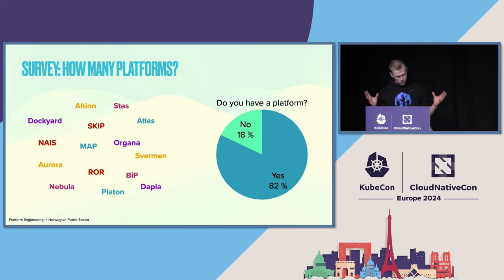So the first question was, do you have a platform, and if yes, what's it called? And here are all the names that we got. That's really cool. It paints a picture that this is not only treated as a project, it's actually treated as its own internal product, with its brand and hype around it. And you can see that 82% of the respondents said yes, we do have a platform, and then 18% did not, and they are not passed on further.